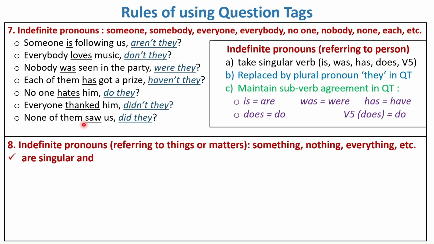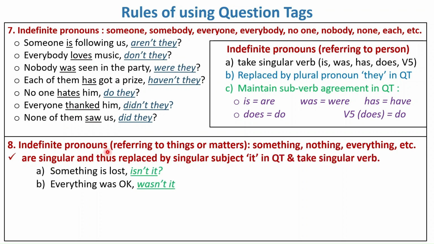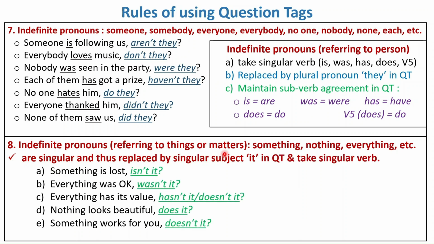Another rule, indefinite pronouns that refer to things or matters, for example something, nothing, everything. These type of indefinite pronouns are singular because they do not denote to people, they denote to things or matters. Therefore, they are singular and thus they are replaced by singular subject it in question tag and they take singular verb. There should not be change in verb or auxiliary verb here. These indefinite pronouns are replaced by it in question tag.